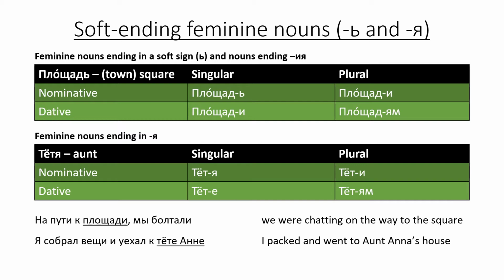На пути к площади мы болтали. So on the way to the square, we were chatting, or we chatted. Я собрал вещи и уехал к тёте Ане. I collected or packed my things and left for Aunt Anna's house, or went to Aunt Anna's house. So again, we have the preposition к, which governs the dative case and which we will soon be discussing.